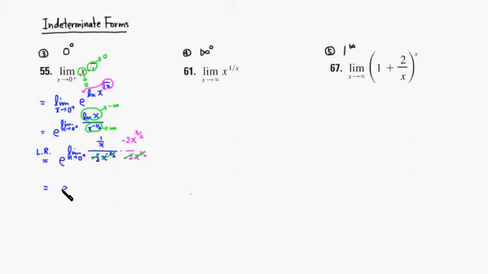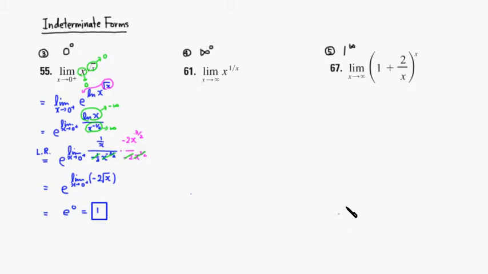If you simplify that, you get e to the limit as x approaches 0 from the positive side. The bottom is 1, the top is negative 2, and it's x to the 1/2, just the square root of x. As x approaches 0, this approaches 0, so you end up with e to the 0, which is 1. So that's the limit.